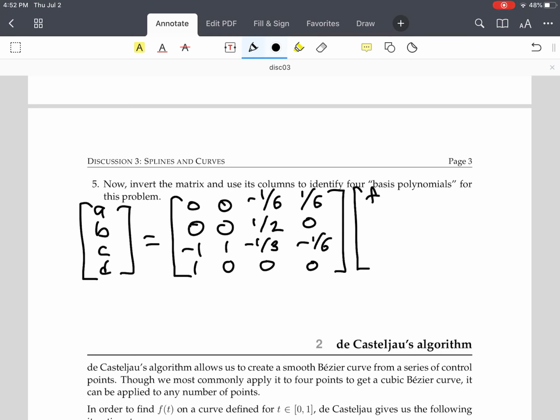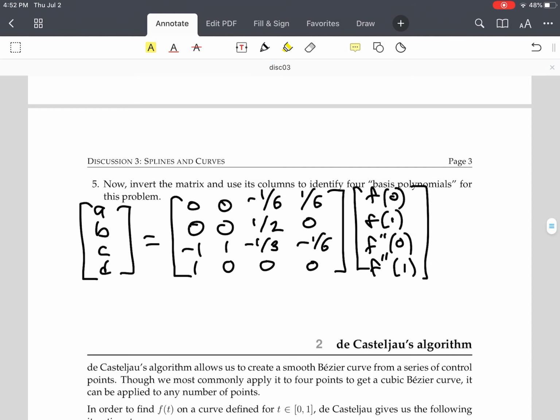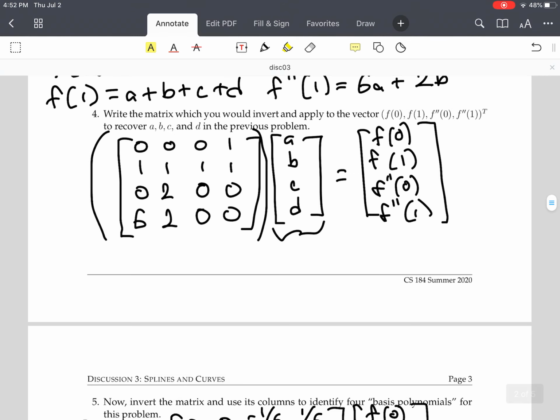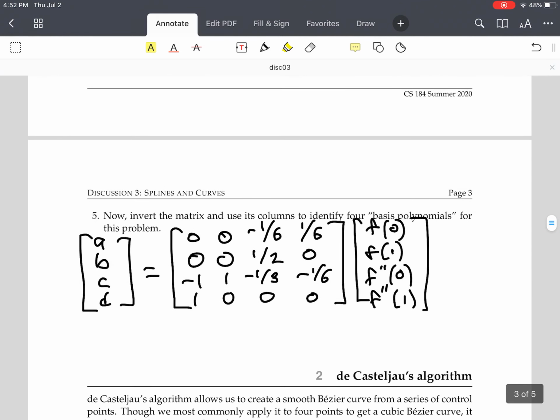So there, and then let me write out this. F double prime at 0, F double prime at 1. Okay, so this, what we have here is essentially just a reformulation of this. We took the inverse, multiplied by both sides, and we get this new equation.